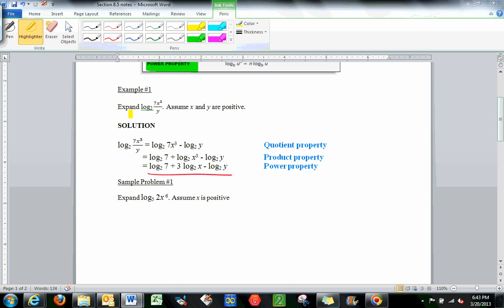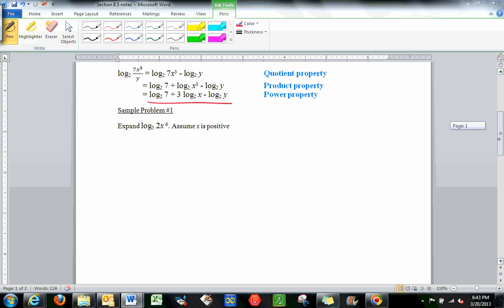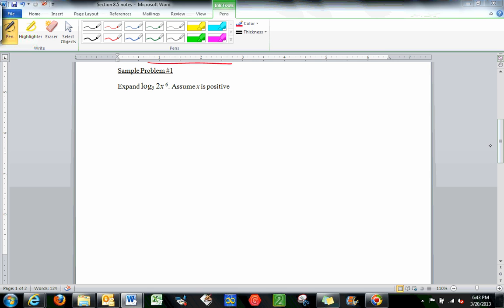So you definitely want to be looking at the directions and understanding what you need to do with these problems. So what we'll go ahead and do right now is pause the video and try sample problem number 1. Be sure to expand this log fully and not to stop short.